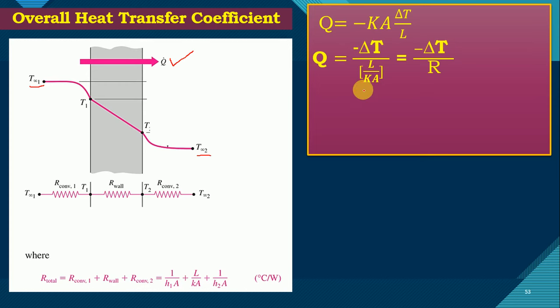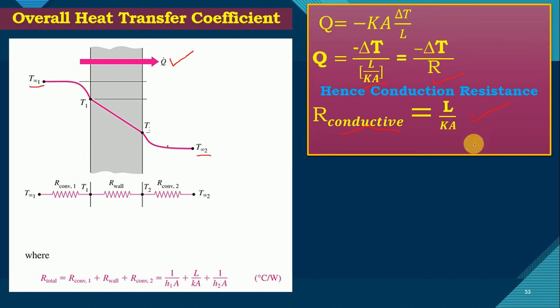The same equation I can write in a new format like this, where delta T has remained as it is, whereas rather than L upon KA, what I have written is R. It means I can say R is equal to L upon KA. This R itself is called the conductive resistance. So what is conductive resistance? It is equal to L upon KA. So whenever I use a wall or a slab, and if heat is transferred by conduction, then resistance can be written as L upon KA, where L is the thickness of the wall, K is the thermal conductivity, and A is the area perpendicular to the heat flow direction. This is the conductive resistance.